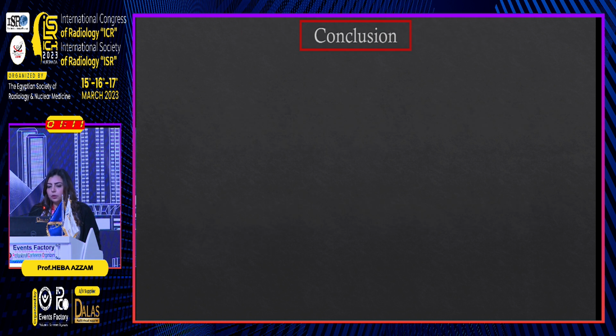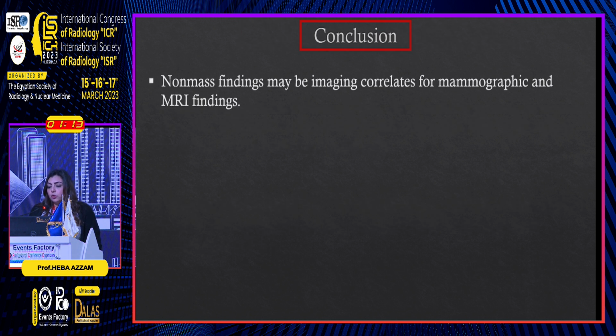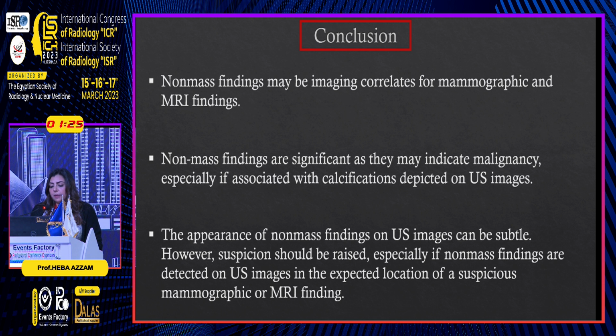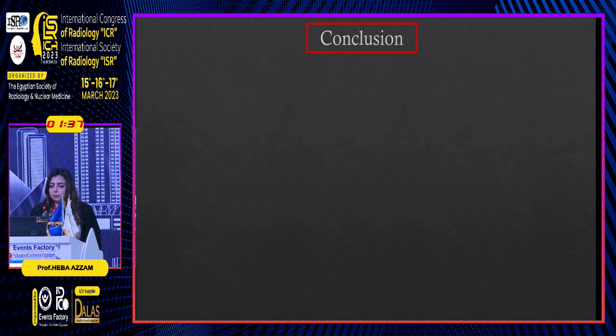In conclusion, non-mass findings may be imaging correlates for mammographic and MRI findings. Non-mass findings are significant as they may indicate malignancy, especially if associated with calcification depicted on ultrasound images. The appearance of non-mass findings on ultrasound images can be subtle. However, suspicion should be raised, especially if non-mass findings are detected on ultrasound imaging in the expected location of a suspicious mammographic or MRI finding.